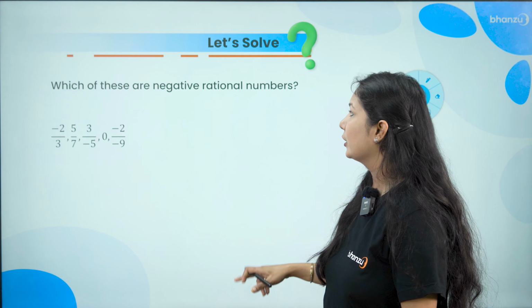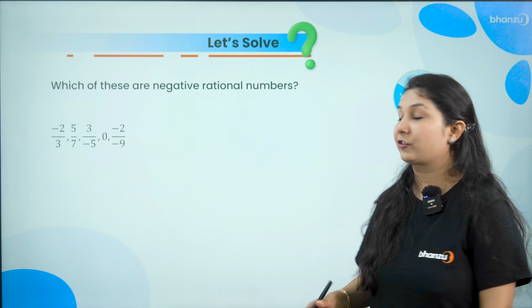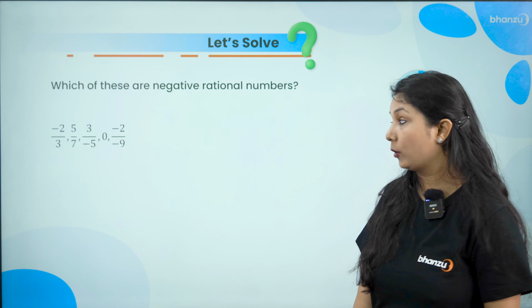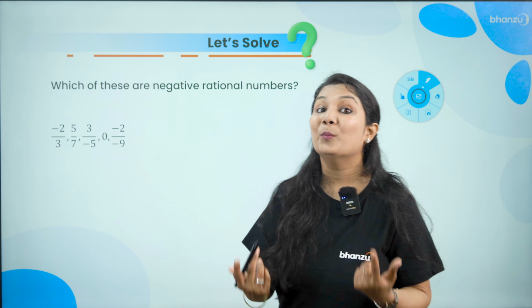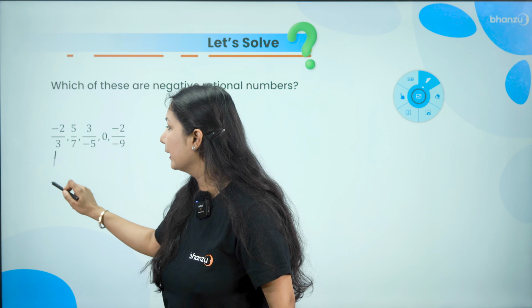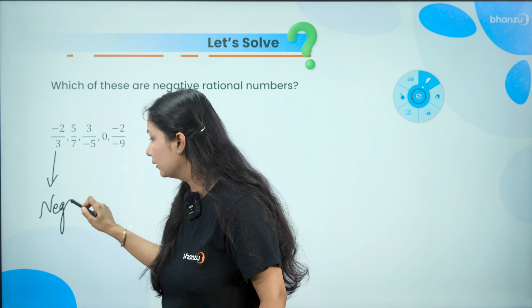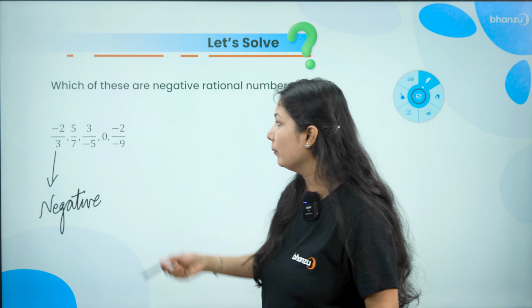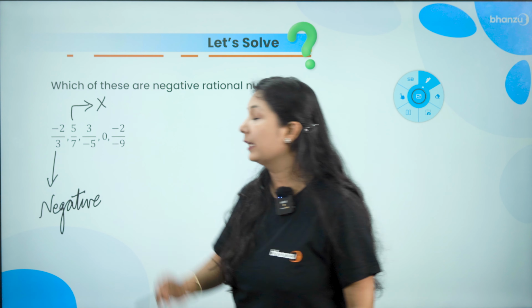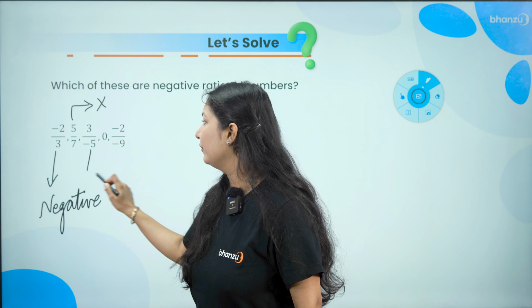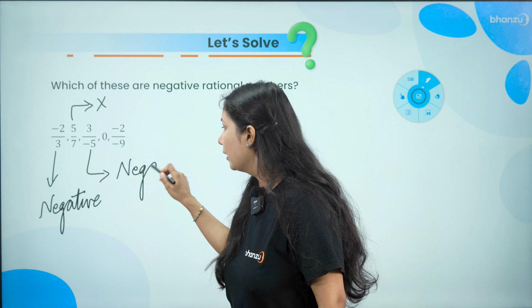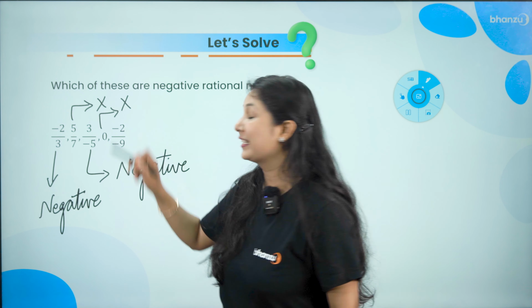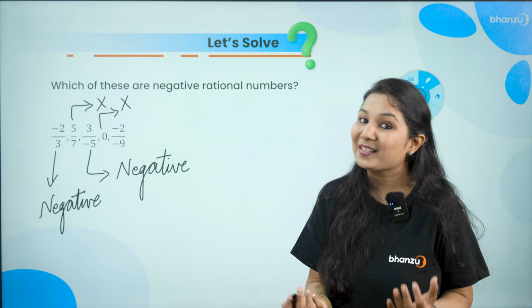So moving ahead to our session, let's solve which of these are negative rational numbers. Here we are given a few rational numbers and we need to check whether they are negative or positive. First one, only the numerator is negative, so it would be a negative rational number, right? Any one of them should be negative to call it a negative rational number. 5 by 7, no, it's not a negative rational number. 3 upon minus 5, yes, it is a negative rational number because only the denominator is negative. 0, no, because 0 is neither a negative rational number nor a positive one.